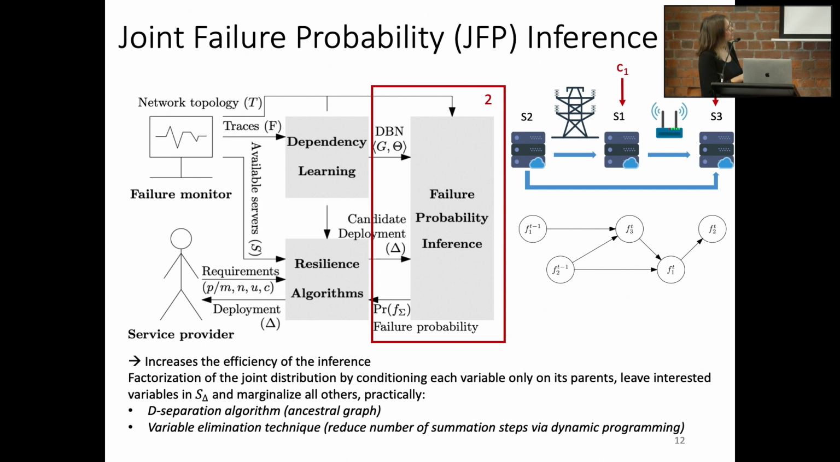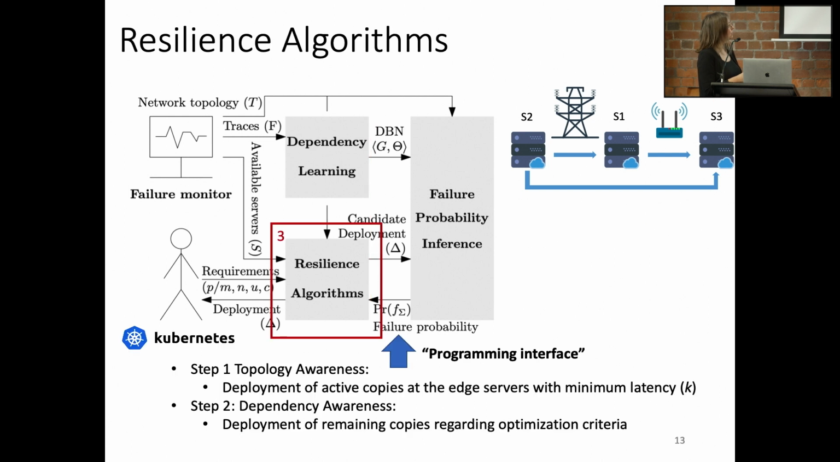Let's say I want to see how probable it is that both servers are going to fail at the same time, right? And then you get the probability. And now you have the interface to your system administrator or to your operating system. We created interfaces with Kubernetes, where we can now try to deploy replicas on the servers that are not going to fail at the same time, or where the probability is very low to fail at the same time, right?